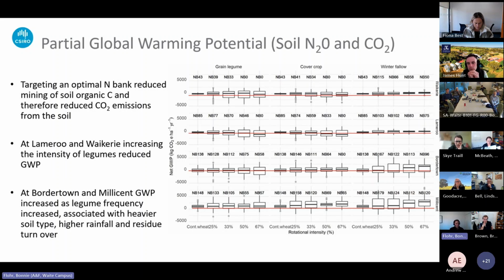So at Lameroo and Waikerie, increasing the intensity of legumes reduced the global warming potential. But at Bordertown and Millicent, when legume frequency increased, global warming potential increased as well. And this is associated with the higher rainfall and residue turnover. So that's what we're looking at: the higher turnover and higher emissions for the two bottom sites, which are Bordertown and Millicent.